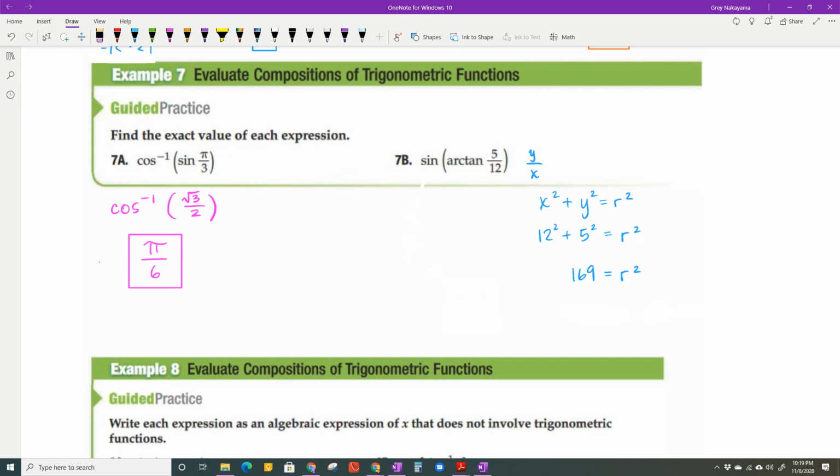r squared is 169. So r is plus or minus the square root of 169, which is plus or minus 13, because when you take the square root, you've always got to remember plus or minus. However, r is always positive. So now I know what y is equal to, I know what x is equal to, and I know that r is 13. So what is the sine in terms of x, y, and r? Well, the sine is y over r. And so that's going to give me y, which is 5, over r, which is 13, and we have 5/13. Okay? So if this value is not on the unit circle, you have to go through this process.